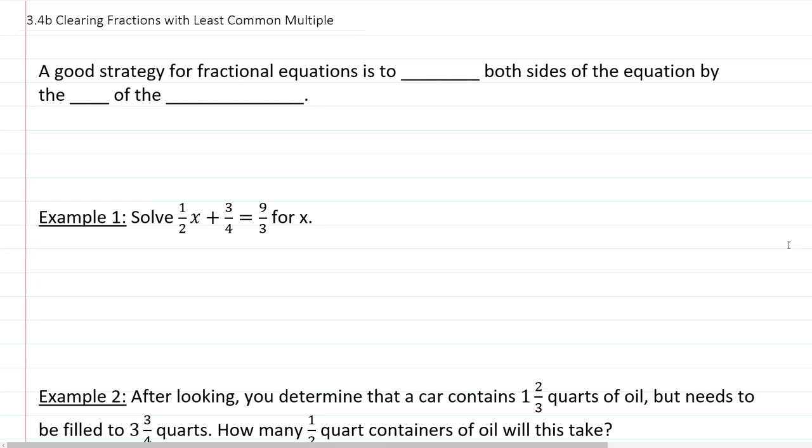3.4b, clearing fractions with least common multiple. A good strategy for fractional equations is to multiply both sides of the equation by the LCM of the denominators.